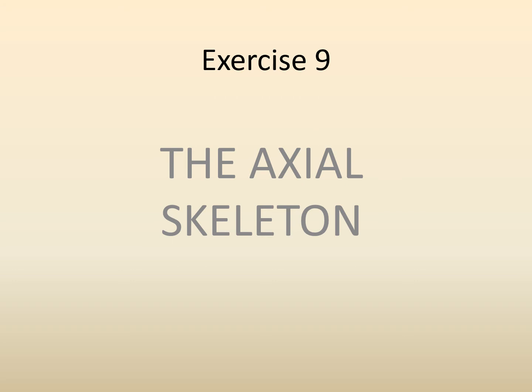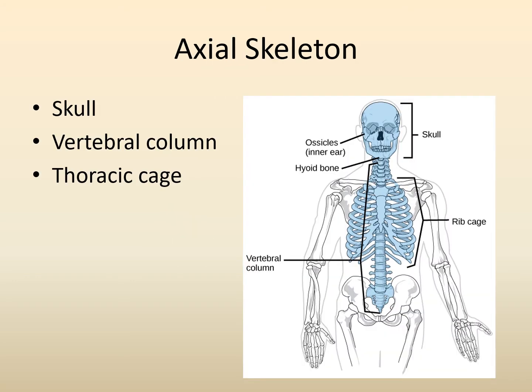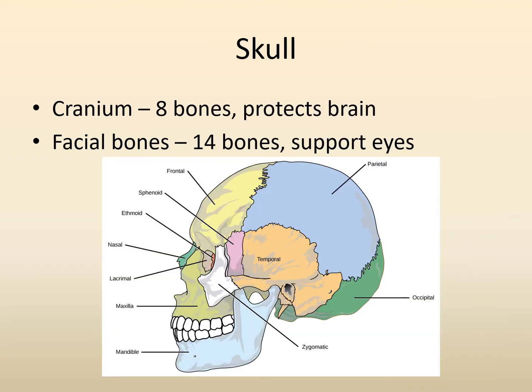Okay, exercise 9 deals with the axial skeleton. Remember, the axial skeleton is comprised of the skull, the vertebral column, and the thoracic cage. So we're going to start at the top and we're going to move down. The skull is composed of two divisions, if you will, the cranium and the facial bones.